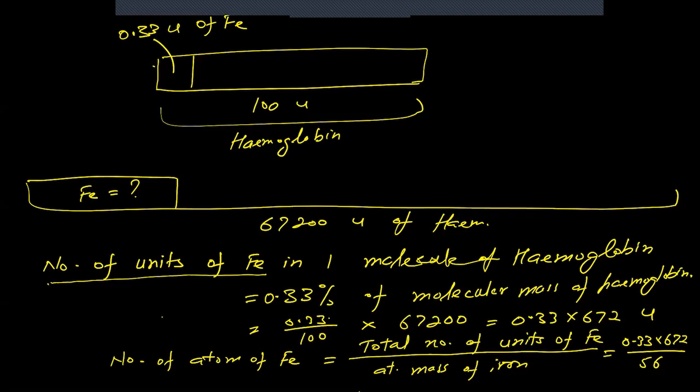So 56 cancels 672 by 12. It will give you 3.96, which will approximately be equal to 4. So it means there will be 4 atoms of iron in one molecule of hemoglobin.